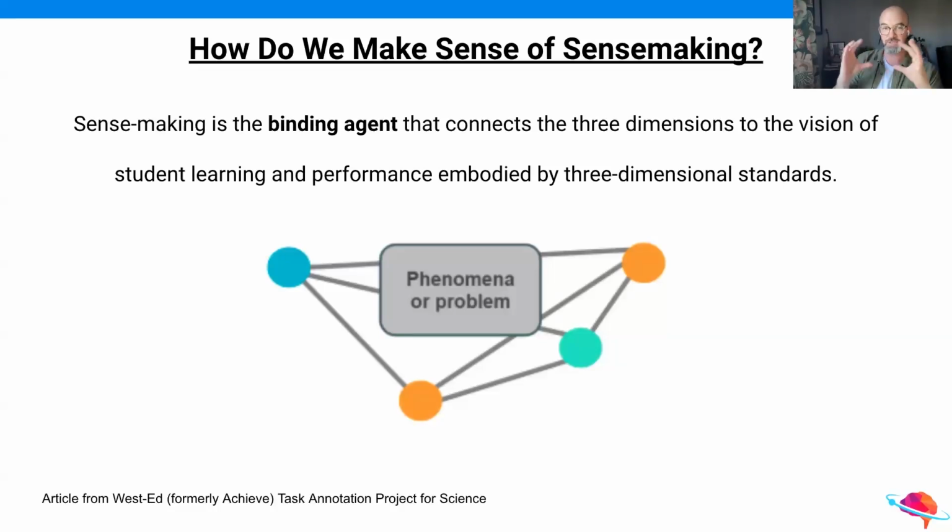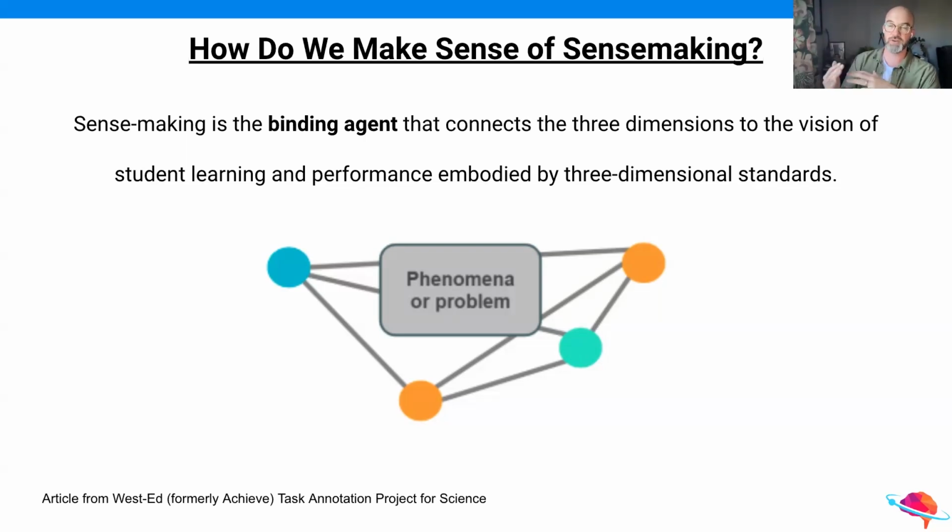The concept that three-dimensional standards put forth is that a phenomenon serves as a way to bind those ideas together. I learned science as disparate: read a graph, make this 3D model of a cell, and then learn all of this stuff about cells. The mitochondria is the powerhouse of the cell, etc.